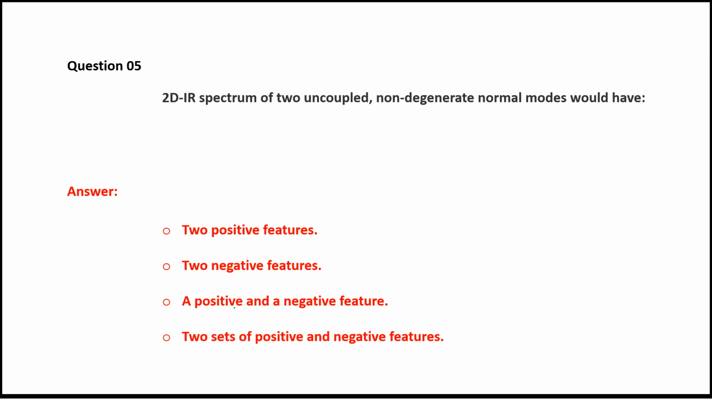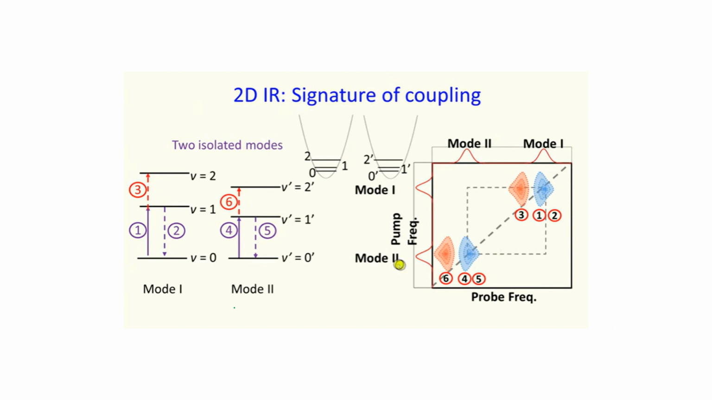Now we'll go on to the next question. The next question is: the 2D IR spectrum of two uncoupled non-degenerate normal modes would have... Okay. So what is this 2D IR? See, what have they asked?